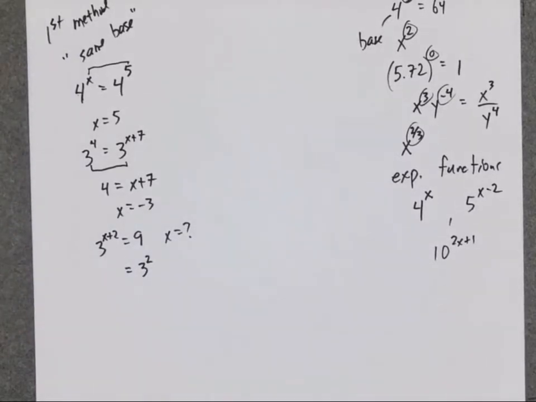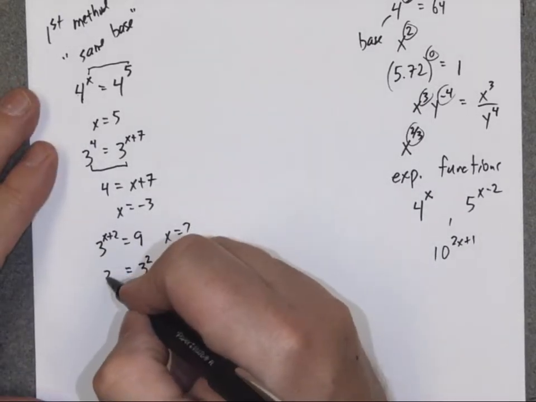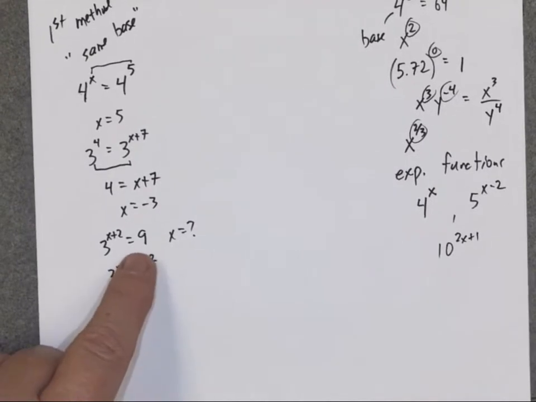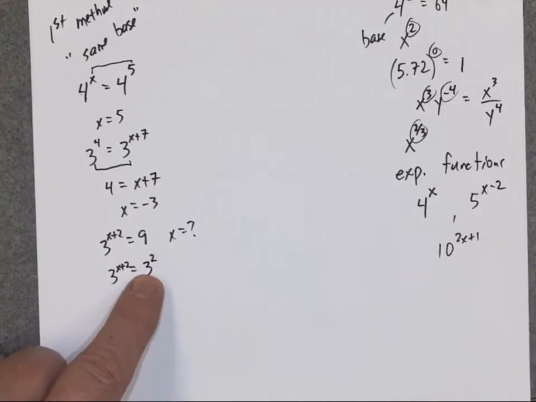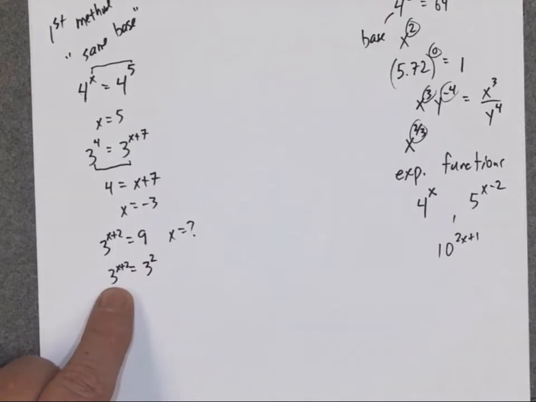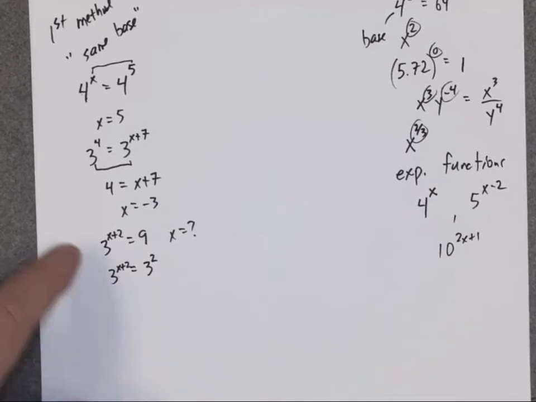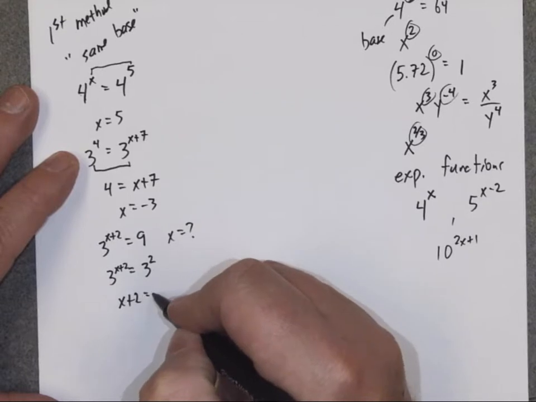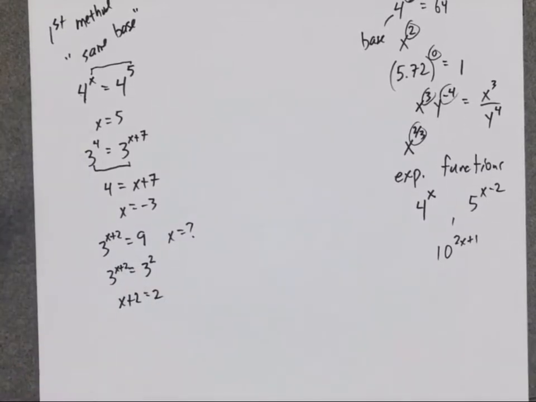9 is the same thing as 3 squared. Because now, look what I have. If I rewrite 9 as an exponent, which is 3 squared, now I have 3 to the x plus 2 equals 3 squared. Now I end up having the same base, and therefore I can set the exponents equal to each other.